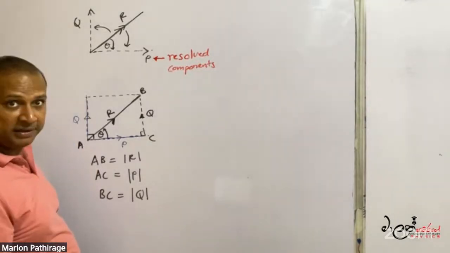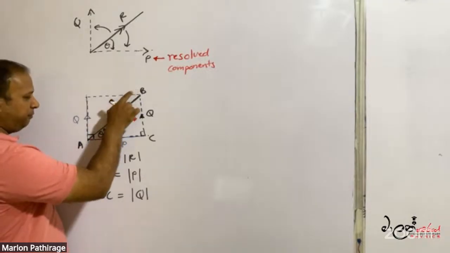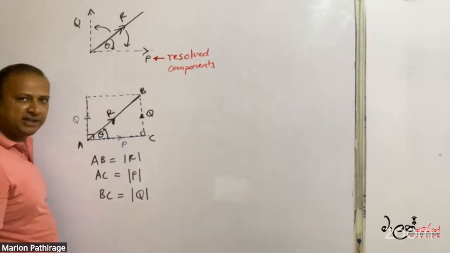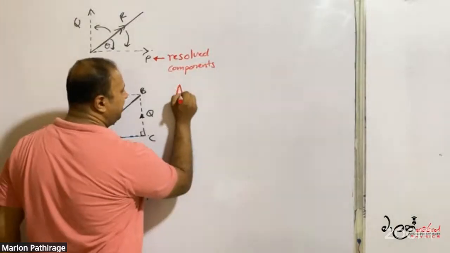Now find this. You know this height now. ABC is a right angle triangle.